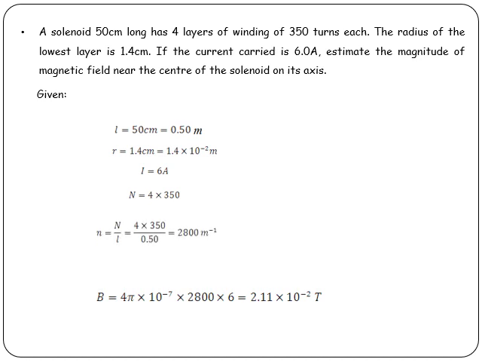Magnetic field B is equal to mu naught n i. Substituting the values for mu naught, 4 pi into 10 power minus 7, n is 2800 into 6 as current. You will get the value for magnetic field as 2.11 into 10 power minus 2 Tesla.